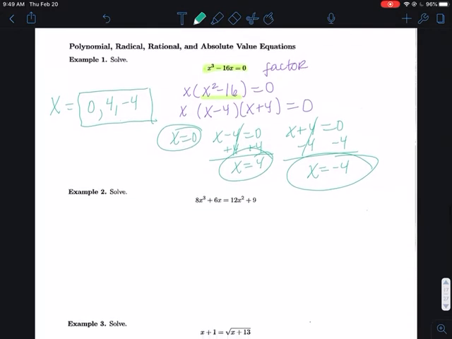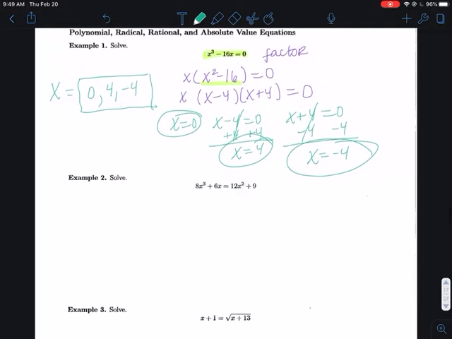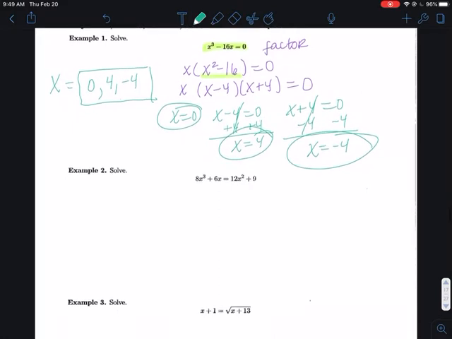So now moving on to the next example, this is another polynomial equation. In order for you to solve this problem, everything will need to be set equal to 0. So before I even get started, I want to put everything on one side of the equation. Your highest exponent is x to the third, so you want to bring everything over to that side. So what I'm going to do is subtract 12x squared from both sides.